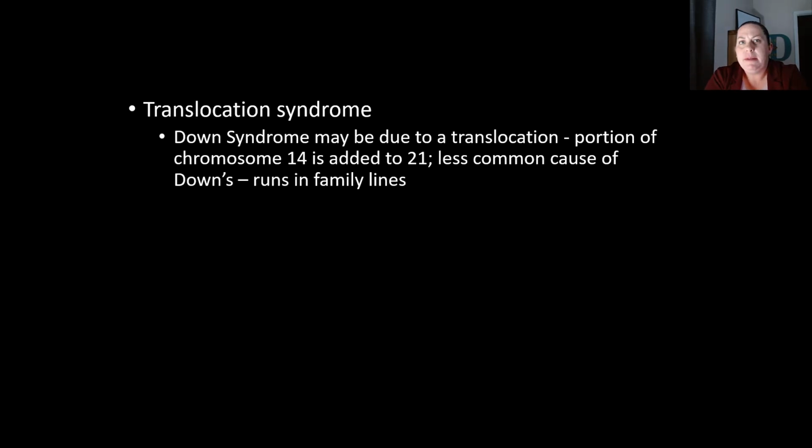We've already talked a little bit about this, that translocation syndrome could be due to Down syndrome. This is where a portion of chromosome 14 is added to chromosome 21. This is a less common version of Down syndrome, but this is one that runs in a family line that you can actually detect. We could potentially map it out in a family tree, whereas most Down syndromes that are the trisomy are spontaneous and there's no family history of them.